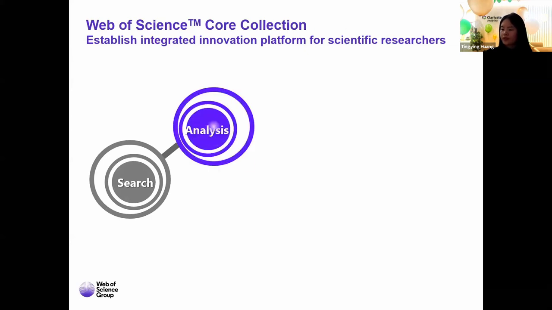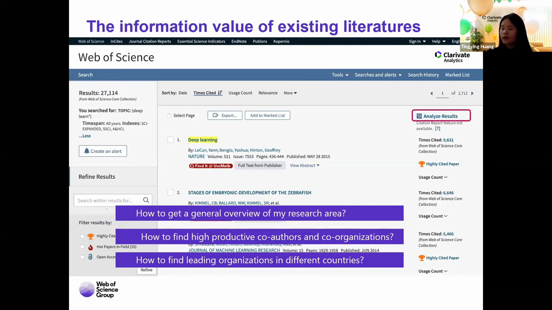Following the literature search, we can utilize the powerful analysis functions of Web of Science to analyze this large number of papers as a whole. How do I get a general overview of my research topic, and how do I find highly productive authors and researchers, and also very productive organizations and universities in my research topics? These questions can be answered with just one click at the top right here. You can see the button Analyze Results.